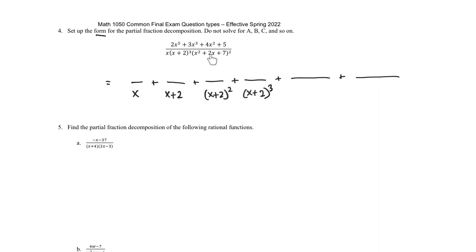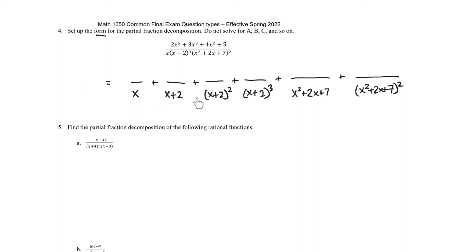Now this is an irreducible quadratic factor, but it's repeated. So the first time again, you write that factor to the power of 1, and then you write that factor to the second power, to where that power matches that power.